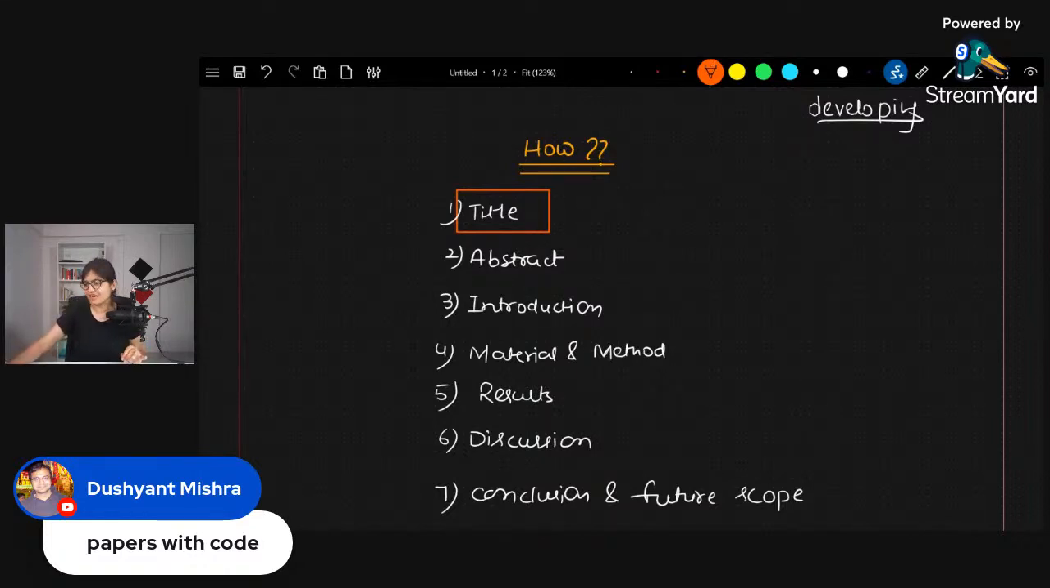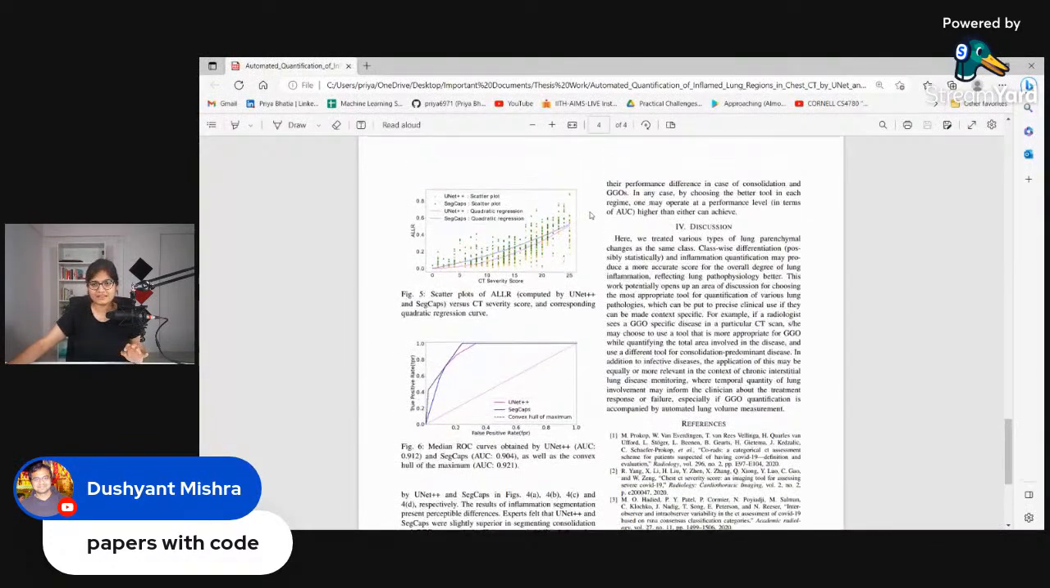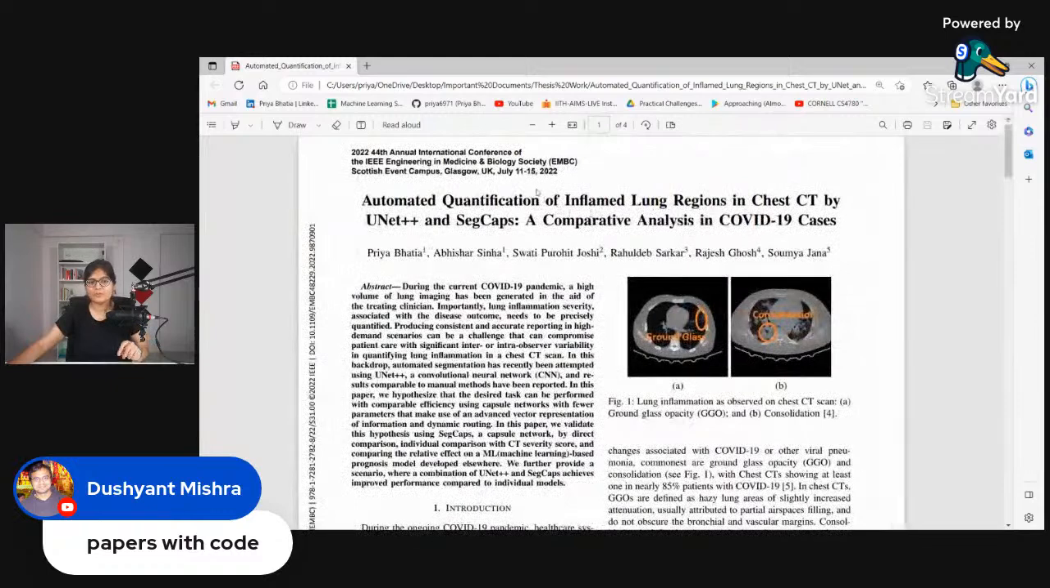For example, if I ask you one question here. The research paper title in this paper is Automated Quantification of Inflamed Lung Region in Chest CT by UNet++ and SECCaps, a comparative analysis in COVID-19 cases. By listening to this title, I am asking all of you, what are you able to interpret? You don't know the paper, right? You are seeing it for the very first time.